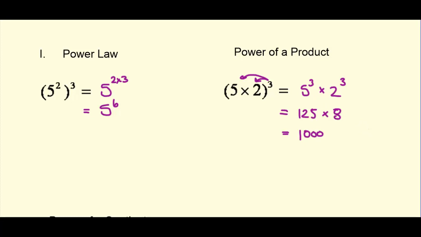Another way to look at this is to follow some BEDMAS rules. We know in BEDMAS we like to solve the things that are inside the brackets first. So 5 times 2 is 10, so this would also equal just 10 to the exponent 3. Well, 10 cubed is 10 times 10 times 10, which is also equal to 1000. You'll see both of these will get us to the same result.